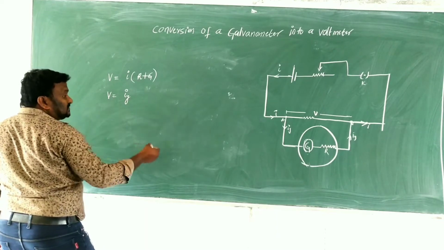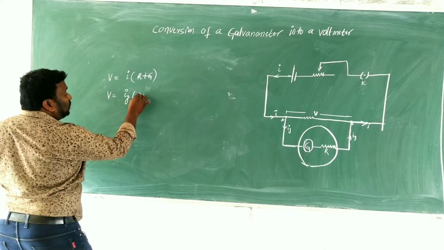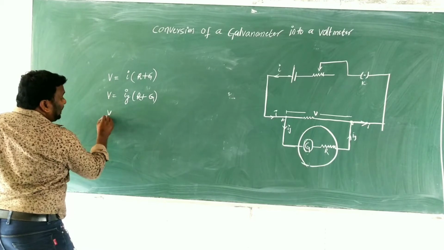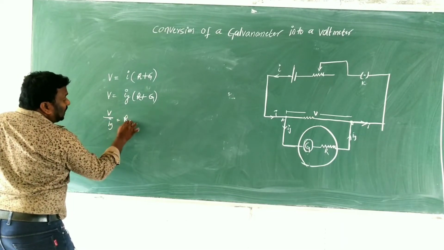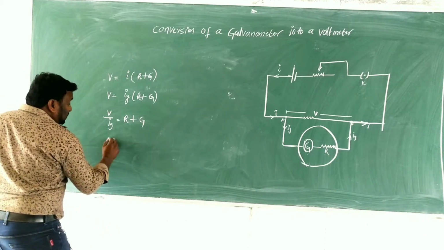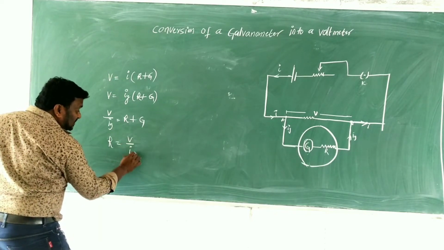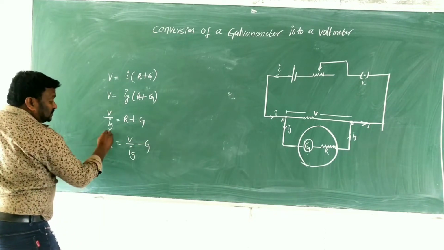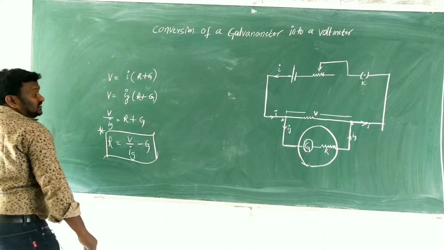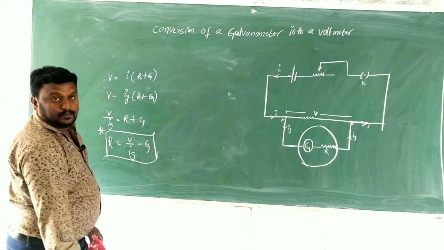The amount of current that is passed to the galvanometer should be the same. Then, children, V is equal to Ig into (R plus G). From that, we write V by Ig is equal to R plus G. From that, the value of R should be written as V by Ig minus G. So this is the value for R that we add to the galvanometer. R is equal to V by Ig minus G, children.